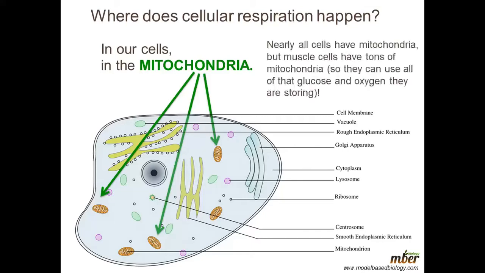And nearly all cells have mitochondria, but muscle cells have tons of it. And so they can use all of that glucose and oxygen that they're storing. So the more mitochondria you have, the more cellular respiration goes on.